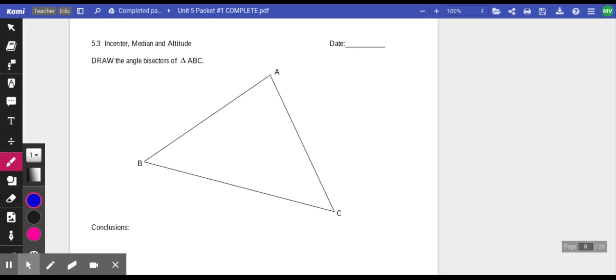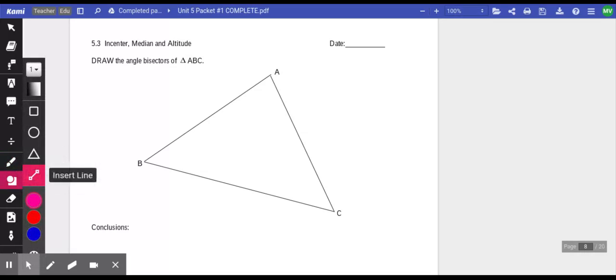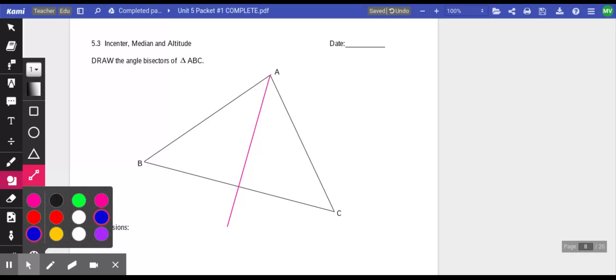Okay, so today we're going to continue our discussion of special centers of a triangle. Today I want you to sketch or draw the angle bisectors of triangle ABC. Remember, an angle bisector bisects the angle into two congruent halves. I'm just approximating. The best way to do this would be to do a construction. However, we're saving all our constructions until later in the year because of the virtual learning.